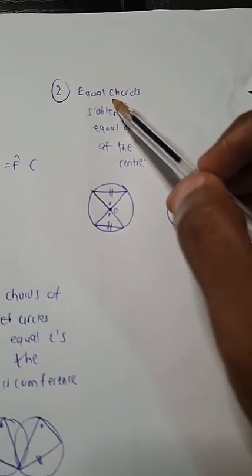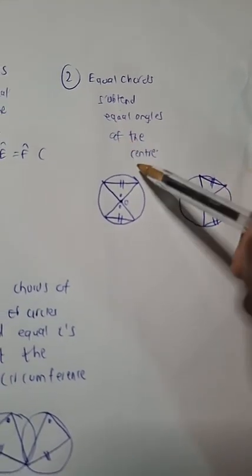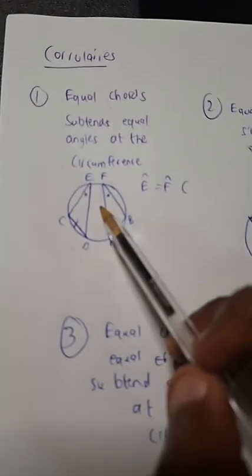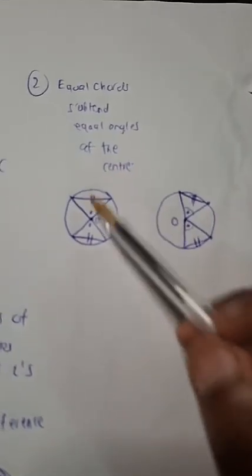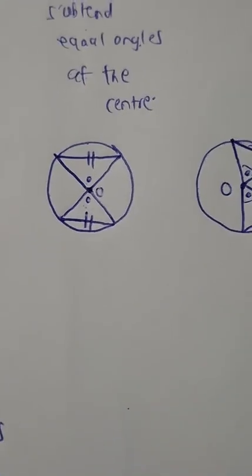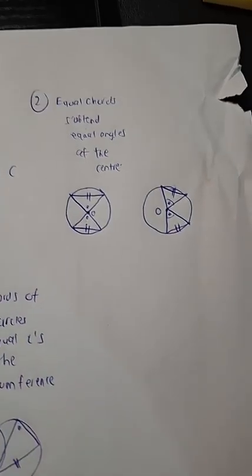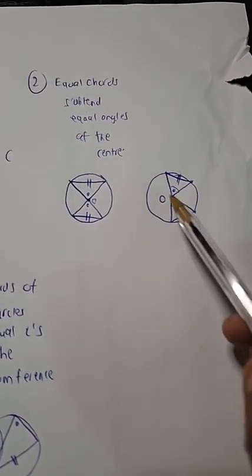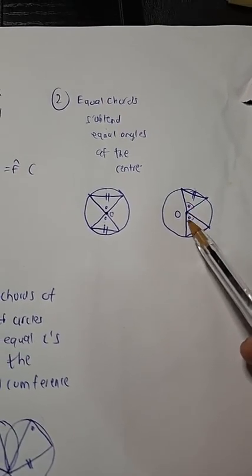Then this one. Equal chords subtend equal angles where? At the center. This one was at the circumference. This one is at the center. Equal chords subtend equal angles at the center. All right? This is not vertically opposite angles. It just has to do with the fact that you have equal chords, therefore they subtend equal angles at the center.